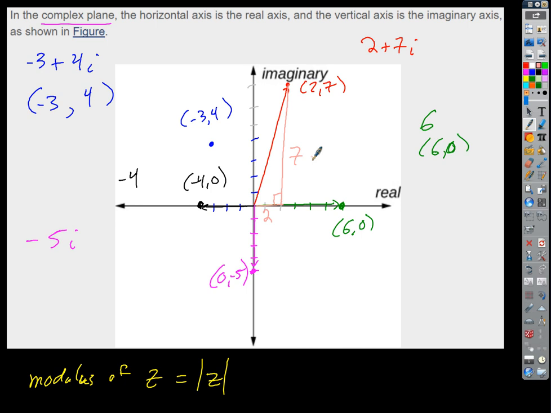What is it? This is one of the things you have to remember from geometry if you don't remember anything: the Pythagorean theorem, right? a squared plus b squared equals c squared. So 2 squared plus 7 squared equals the length of this line, the hypotenuse, squared. Let's call that z, because typically z is what we use to represent a complex number. So then we just have the equation.